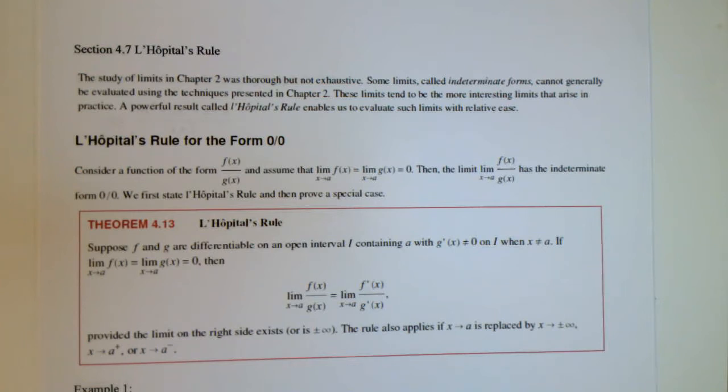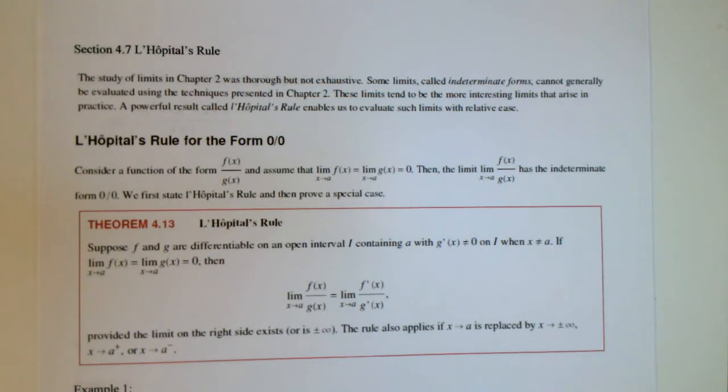Okay, so now back in chapter 2, if you recall, we did talk about limits. Now some limits in this case are called indeterminate forms. Those are the ones that generally cannot be evaluated using those techniques that were presented back in chapter 2. Here these limits tend to be the more interesting limits that arise in practice. So a powerful result called L'Hopital's rule enables us to evaluate such limits with relative ease.